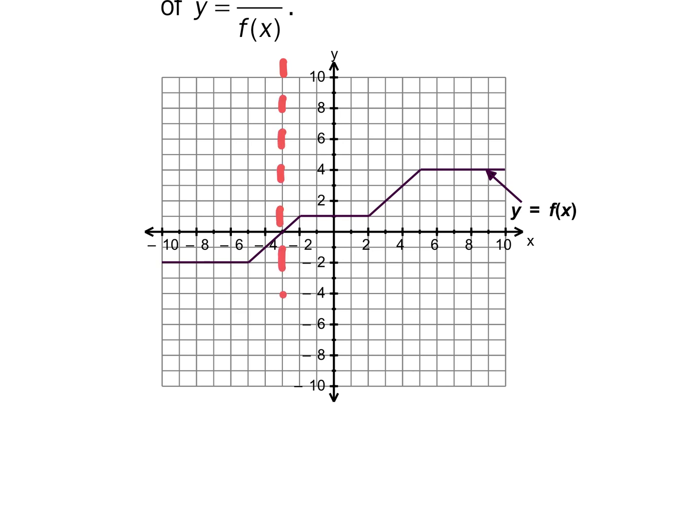What if you have more than one x-intercept? Then there's more than one asymptote.